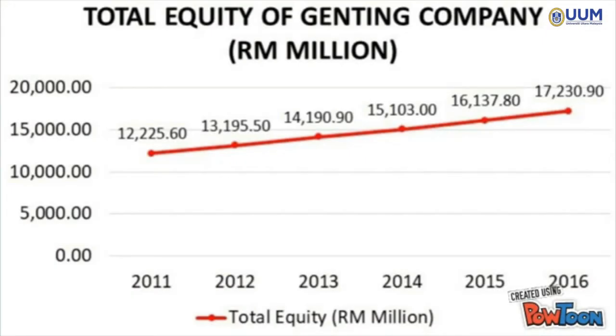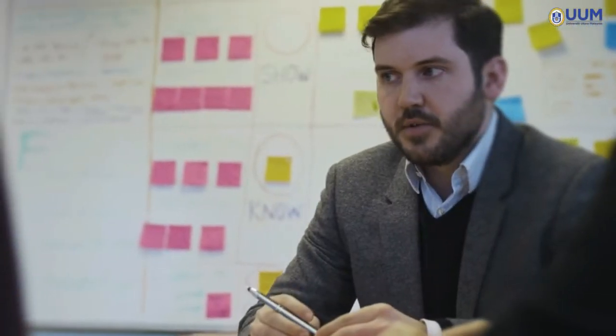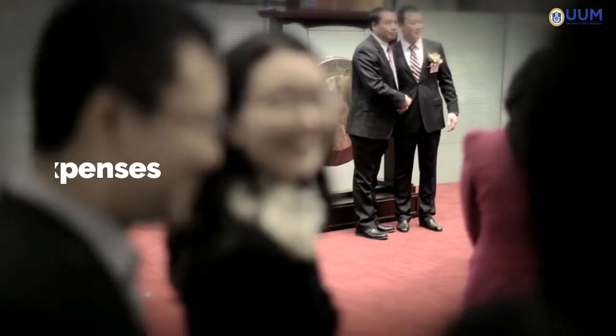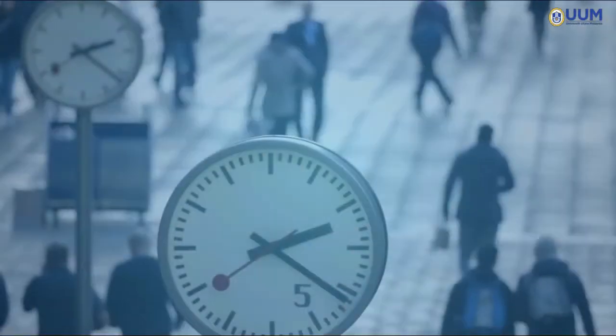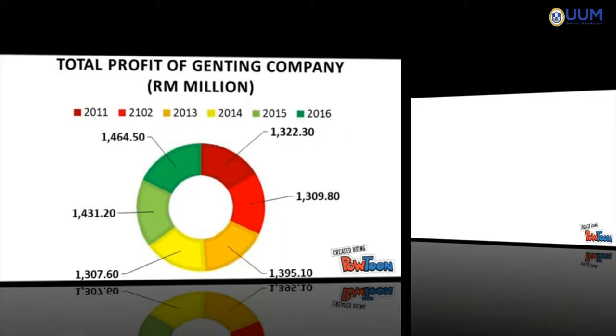We can see that the line graph represents the total equity of Genting company is increasing. Profit is financial benefit that is realized when the amount of revenue gained from a business activity exceeds the expenses and costs needed to sustain the activity. The donut chart represents the total profit of Genting company in these 6 years.